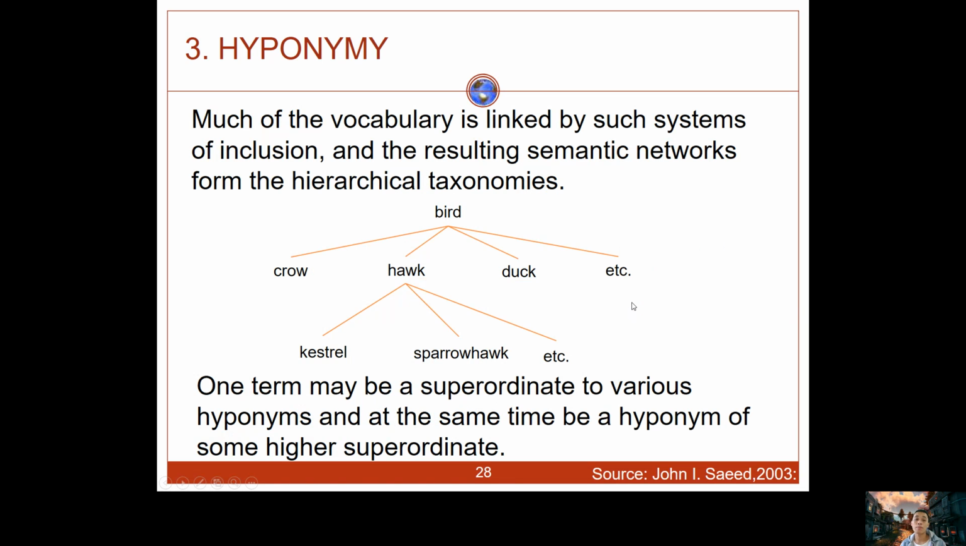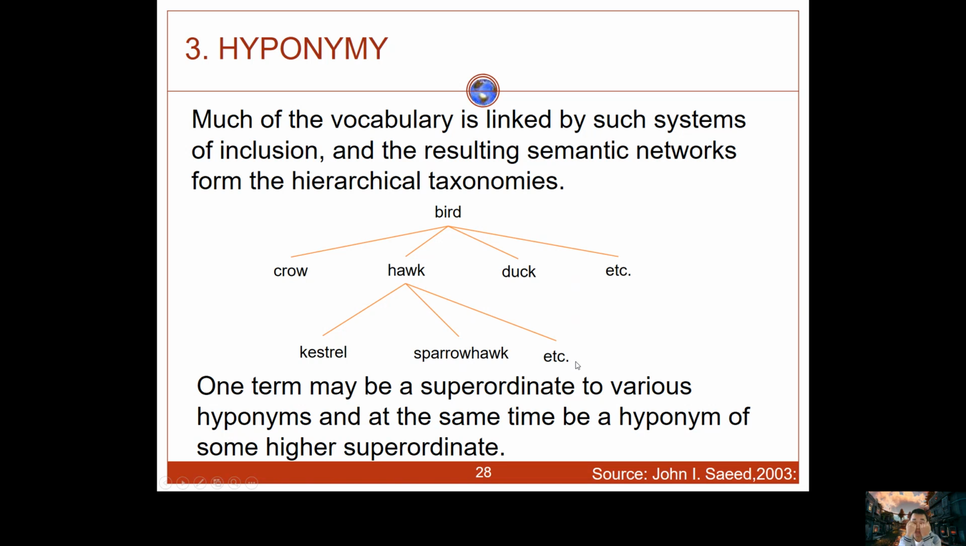Much of the vocabulary is linked by such systems of inclusion, and the resulting semantic networks form a hierarchy or taxonomy, like bird. There are many kinds of bird in this world: crow, hawks, duck, and so on. And hawks include kestrel and others.